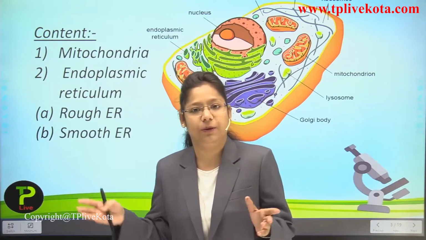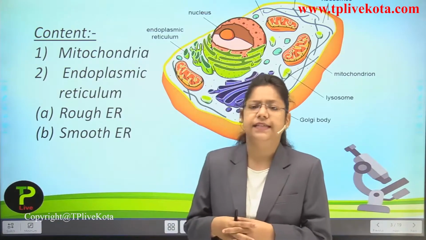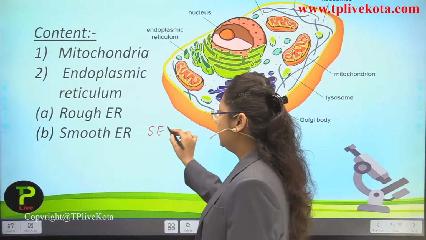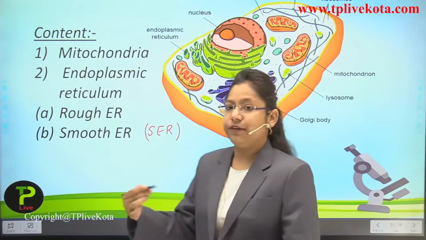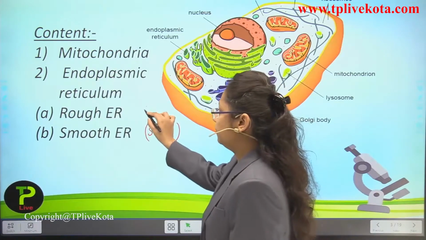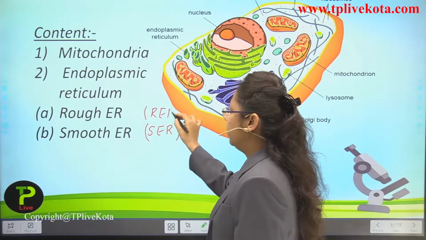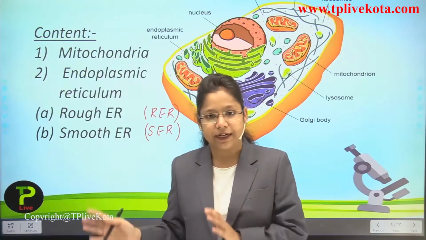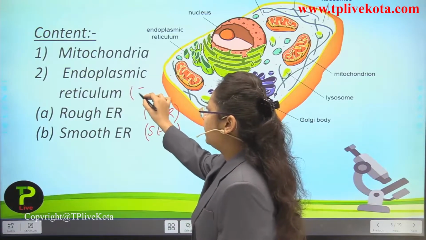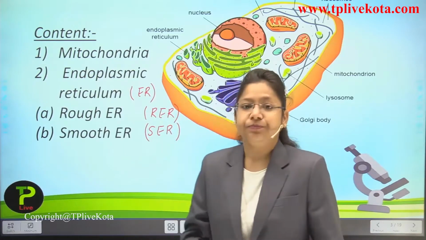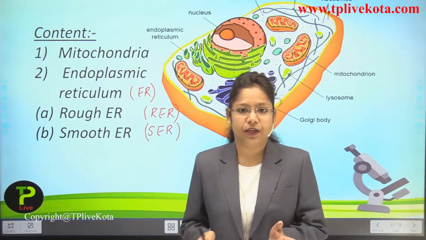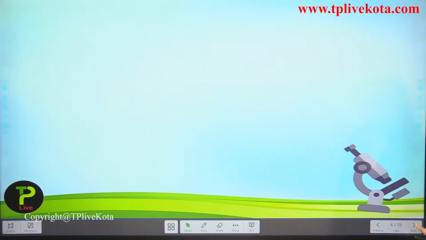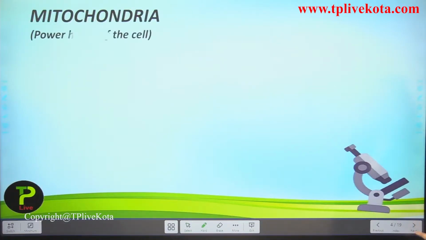First is smooth endoplasmic reticulum, that is also abbreviated as SER. I am writing it over here. And for rough endoplasmic reticulum, the abbreviation will be RER. Also remember this thing, everywhere I speak about ER, it means endoplasmic reticulum. It is the short, abbreviated form of this. Okay, now why there is a difference between both types of ER, we are going to discuss in this lecture only. So moving on towards our first cell organelle, that is mitochondria.